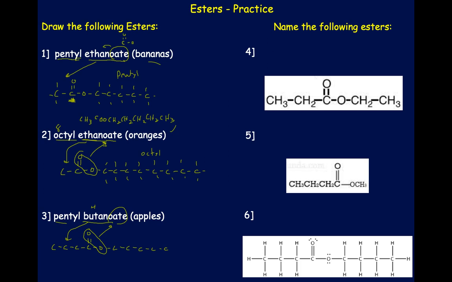Now let's flip it around. I'm drawing my esters here. What if I have to name them? Name the right side first. So here's my yl piece. I have ethyl, right? And then I have a 3-carbon piece here, propane, oate. Again, the oate is my oxygen part. 3 pieces: ethyl, propane, oate.